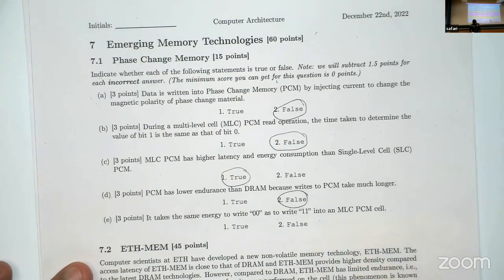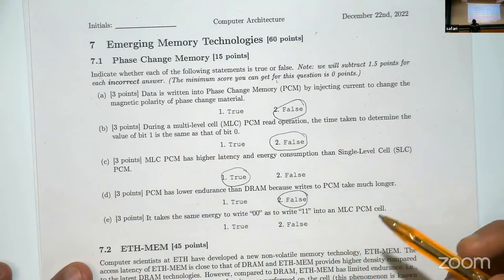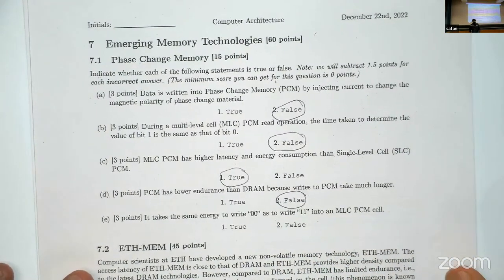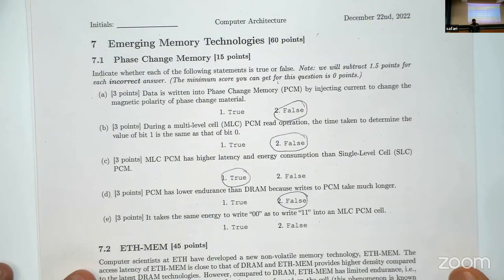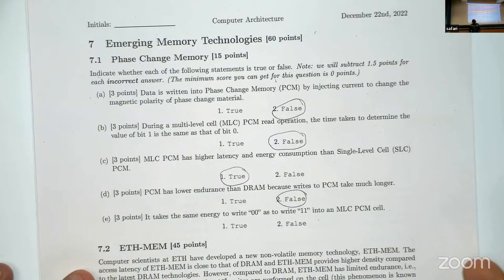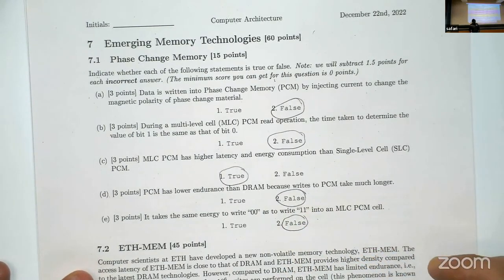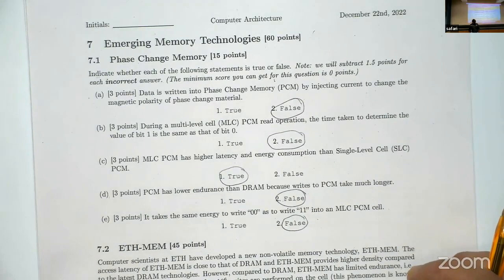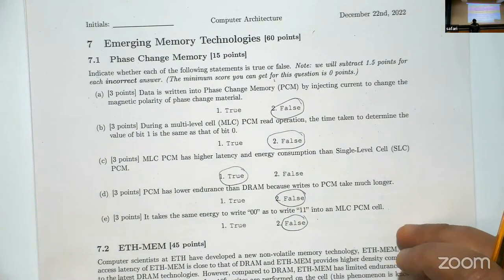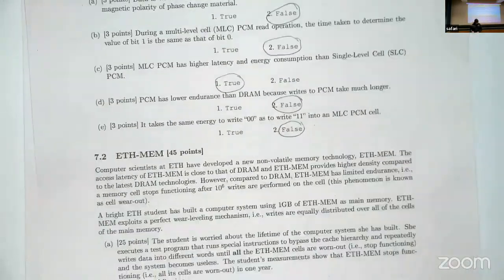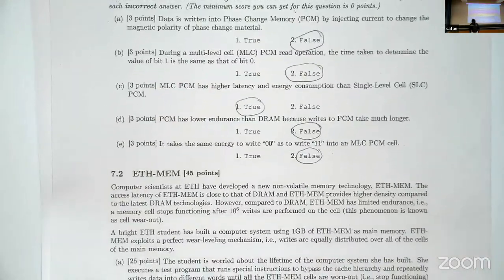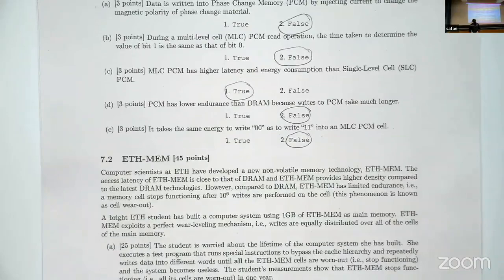Then: it takes the same energy to write 0 0 as to write 1 1 into the MLC PCM cell. So the answer is false, because 0 0 and 1 1 will involve set and reset operations, and the energy consumption of set and reset operations are different. So that's the first part of the question. The second part is basically you need to do some math and get the answer.